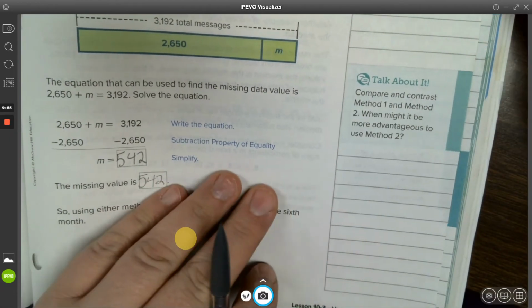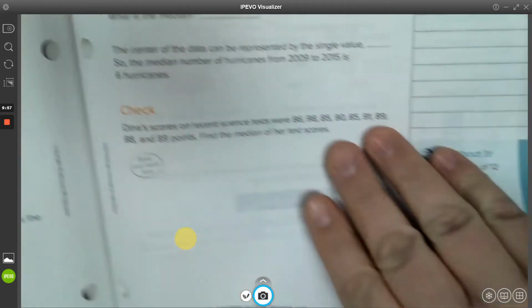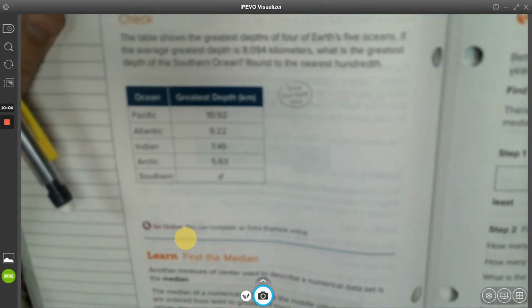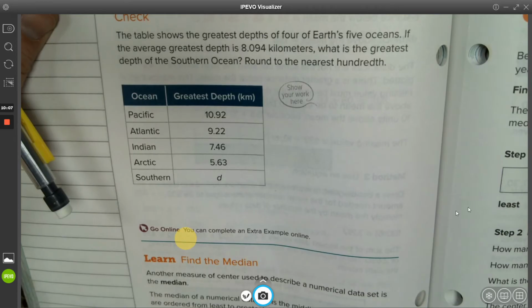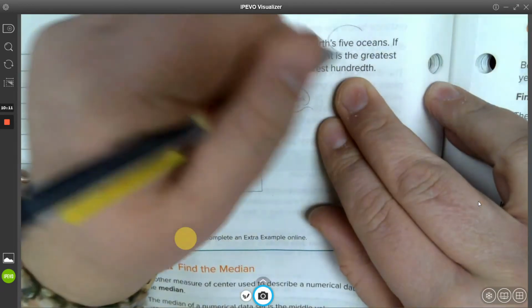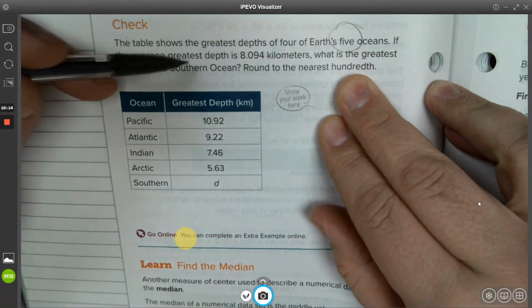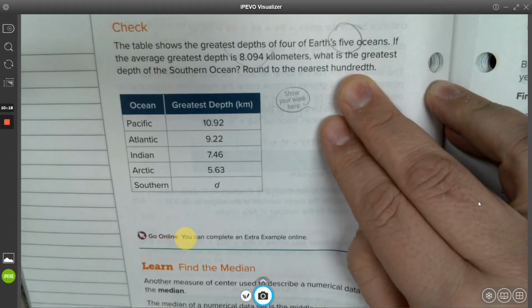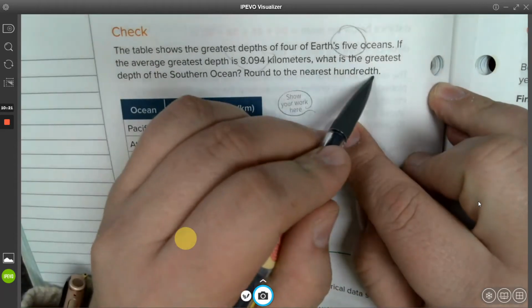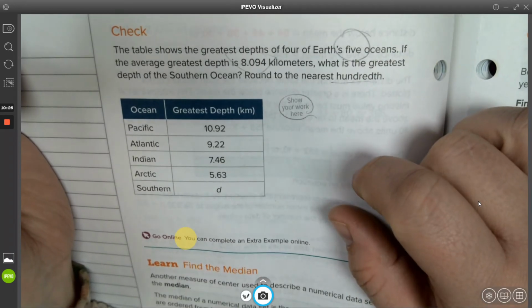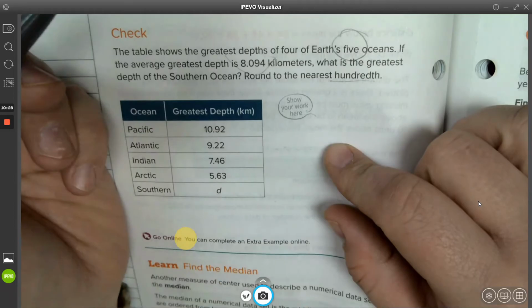All right, moving along now to page 554. Let's try to check on your own. So here we have the table showing the greatest depths of the 4 of Earth's 5 oceans. So we know here we have 5 values. If the average is 8.094, what is the greatest depth of the Southern Ocean? Round to the nearest hundredth, so 2 decimal places. All right, I want you to go ahead and give this a try. And pause here.